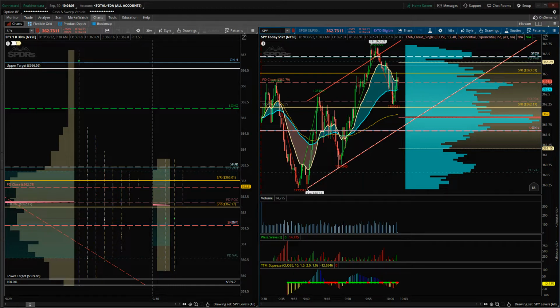So that 363.01 level, that was our previous low for the consolidation zone that we've been building in. It's very interesting how price has reacted to that line so far for this little bit of movement here.